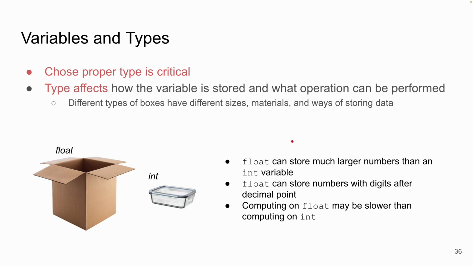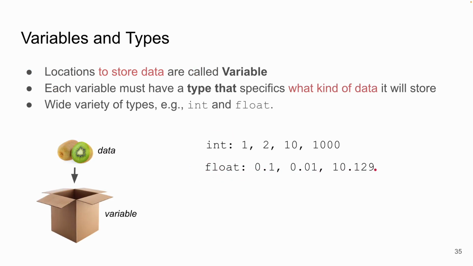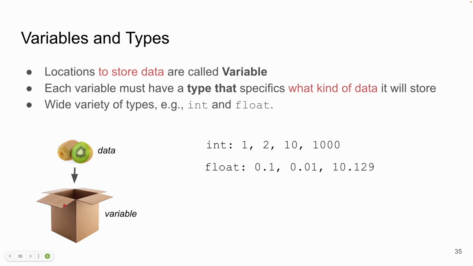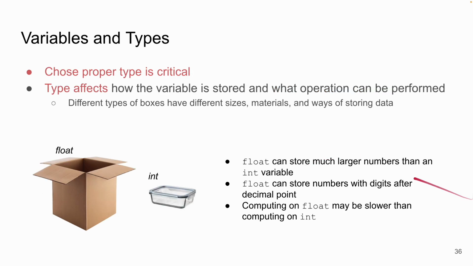So it will affect how this box can store different types of data. Normally, a float variable can store a much larger number than an int variable. So if we use an int variable to store float data, the space won't be enough. Also, a float variable can store numbers with digits after the decimal point. So only with the float type can you store all the complete information of a floating point value. And because a float variable is larger than an int variable, during computations, float might be slower than computation with int. So you can see that the type of a variable indeed influences a lot of things in your code. It's very important to choose the proper type for your value.